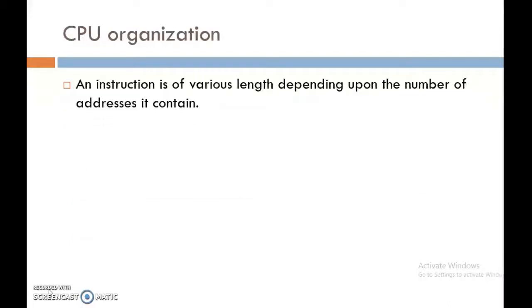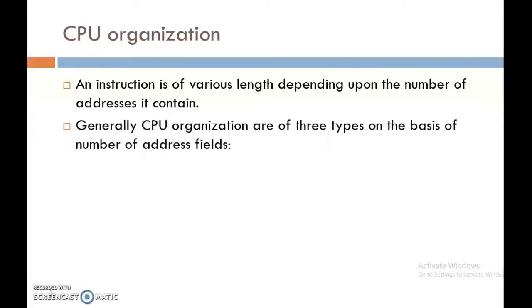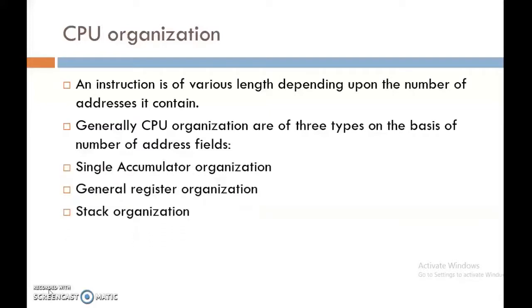Now friends, CPU organization. In CPU organization, an instruction is of various lengths depending upon the number of addresses it can contain. Generally, CPU organizations are of 3 types on the basis of the number of address fields: single accumulator organization, general register organization and stack organization.